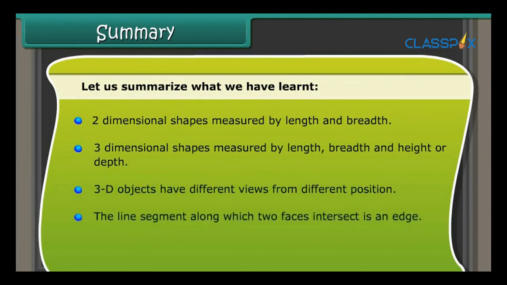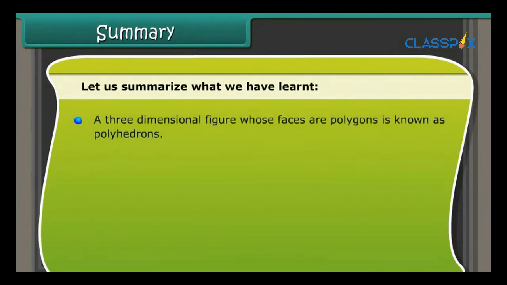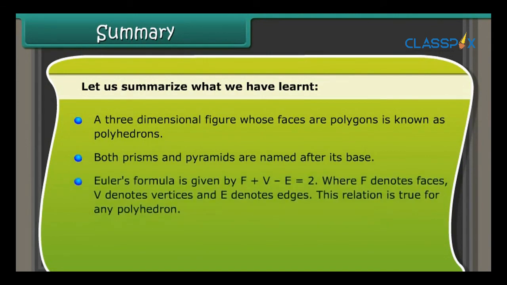The line segment along which 2 faces intersect is an edge. The points at which 3 or more faces meet are called vertices. A 3-dimensional figure whose faces are polygons is known as polyhedron. Both prisms and pyramids are named after their bases. Euler's formula is given by F + V - E = 2, where F denotes faces, V denotes vertices, and E denotes edges. This relation is true for any polyhedron.